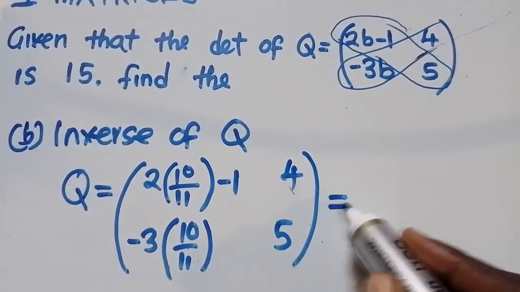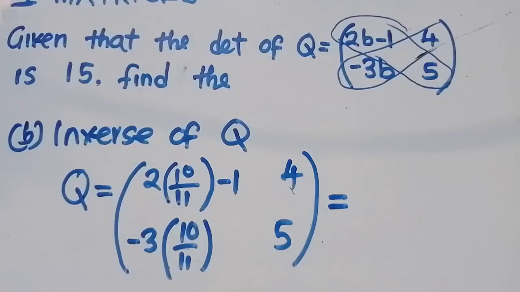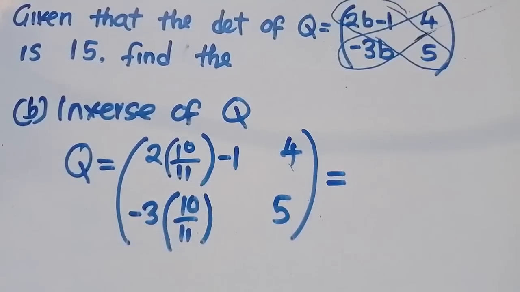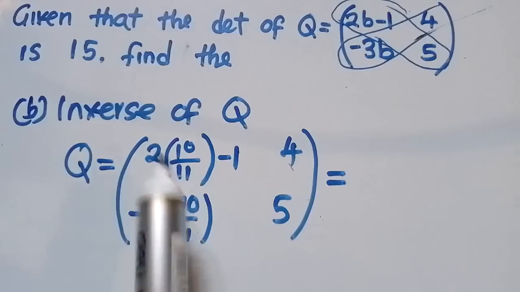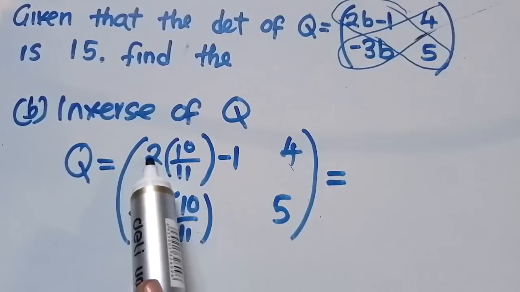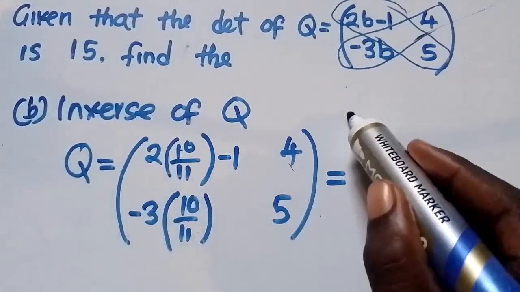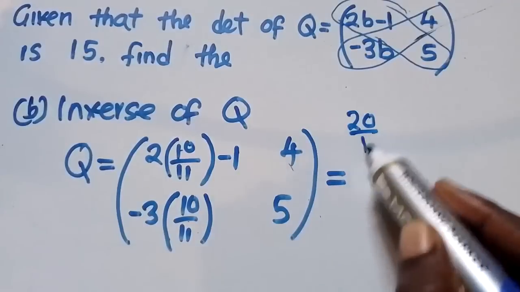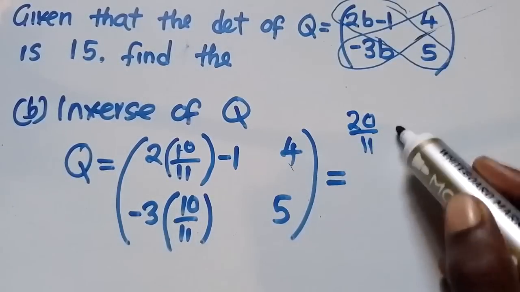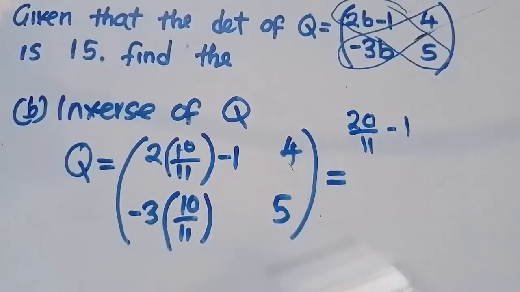If I expand, what matrix am I going to have? I find the matrix first. What is this one? 2 times 10 is 20 over 11. The denominator will follow. Minus 1. So when you work out 20 over 11 minus 1, what are you going to get?